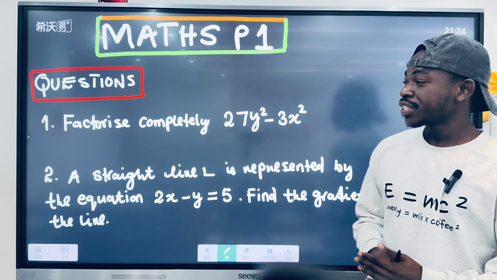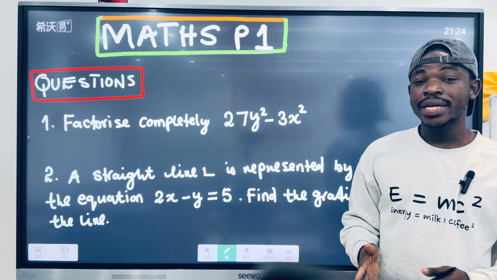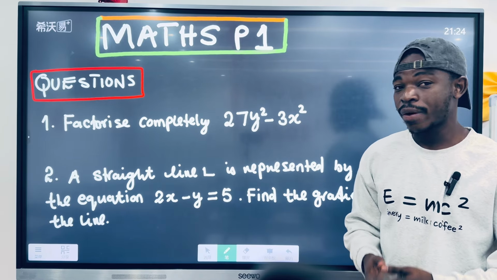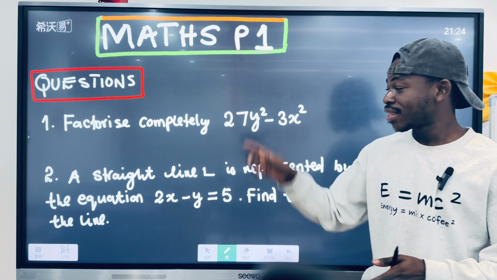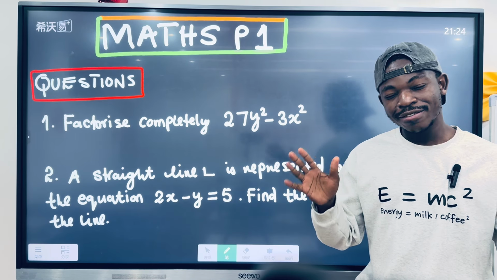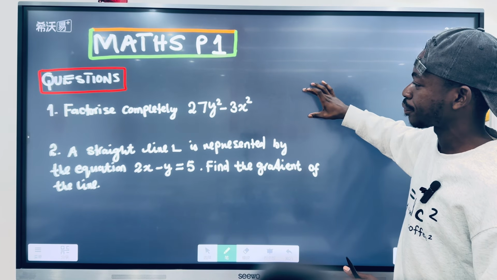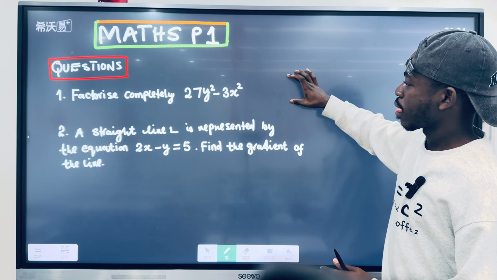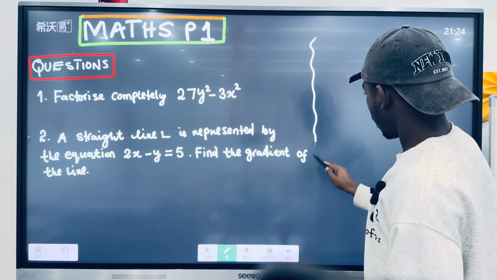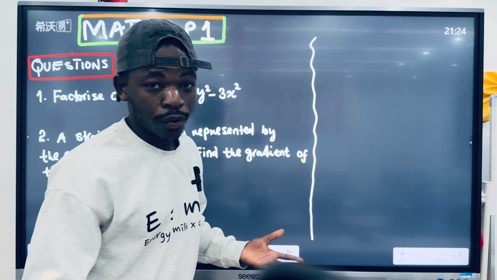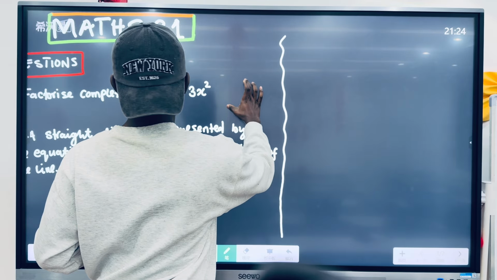Okay, so the first question says factorize completely 27y squared minus 3x squared. We want to factorize this expression, to express it as a product of its factors. So let's factorize this expression. I'll start with number 1. I hope you're able to see this. Number 1 says factorize. This is 2 marks, by the way, in Mathematics Paper 1.